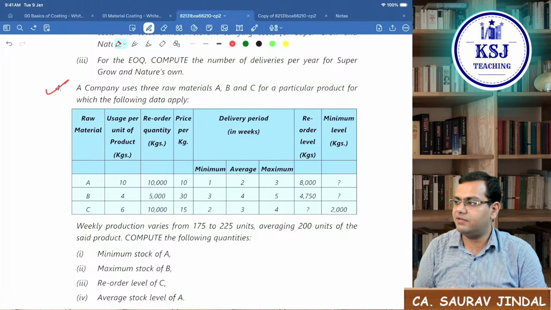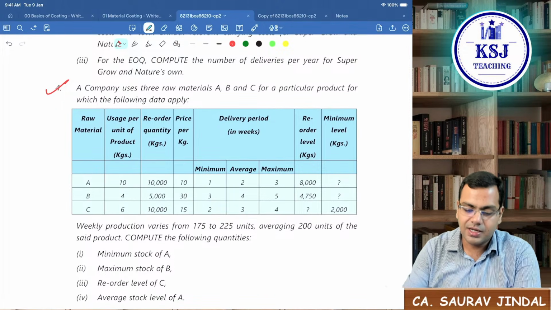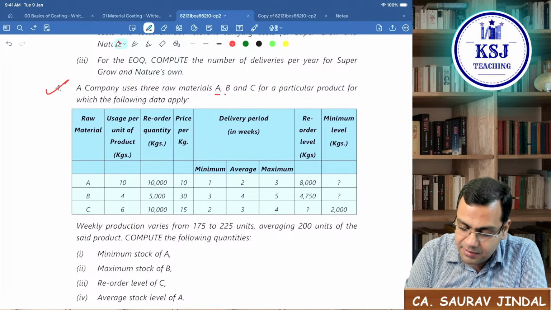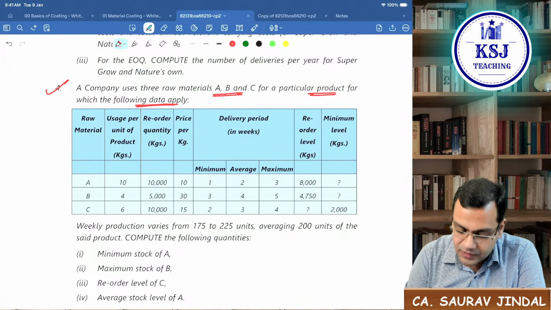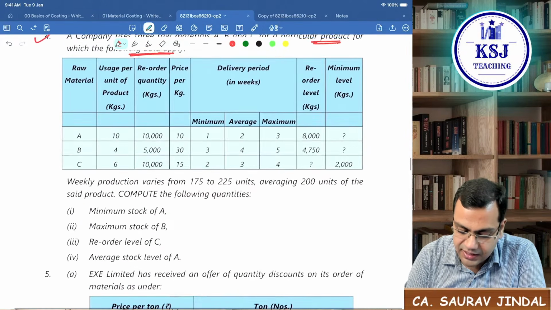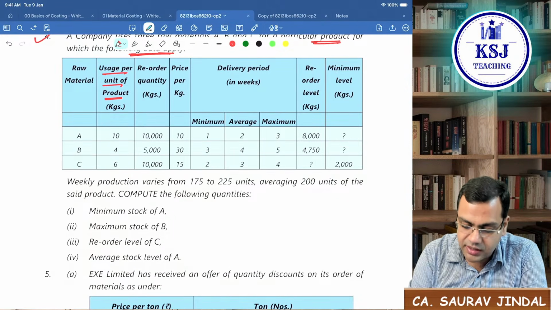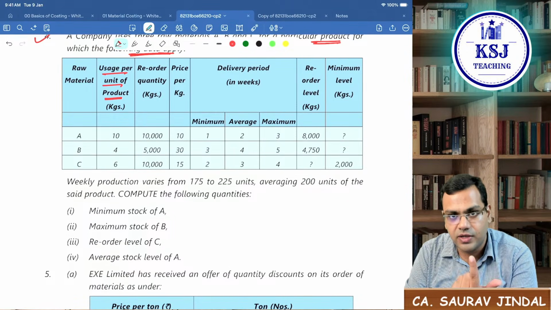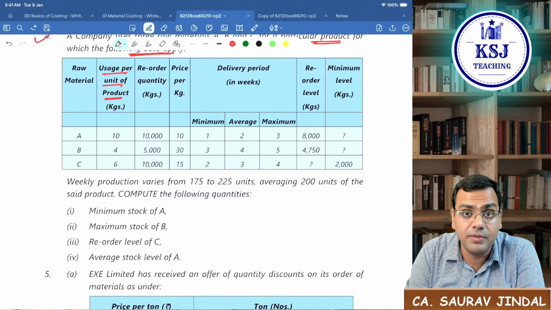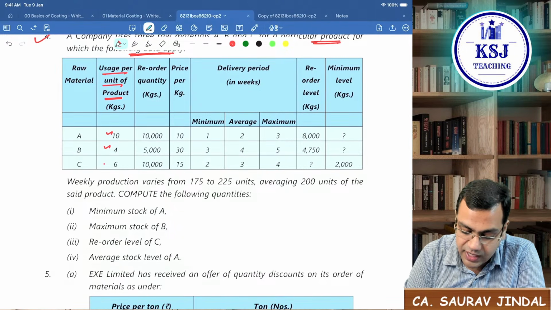It is again on the levels of inventory. A company uses 3 raw materials A, B and C for a particular product for which the following data apply. So 3 raw materials are given, that is A, B and C. Usage per unit of the product is given, that to manufacture 1 unit of the finished product, how much of the raw material is required, that is 10, 4 and 6.